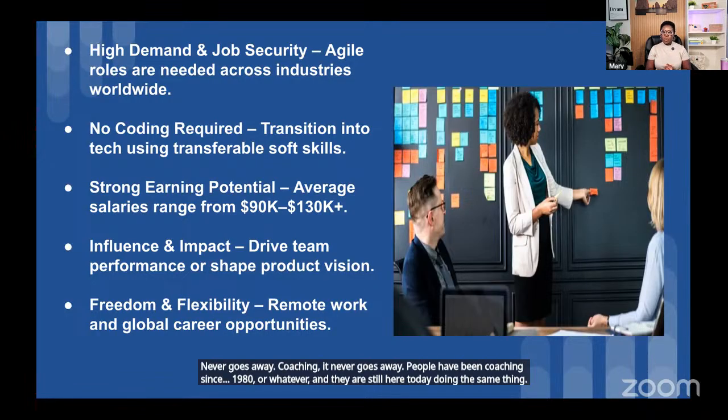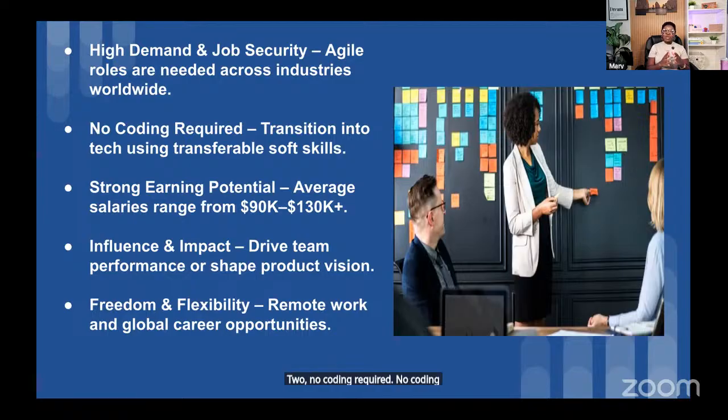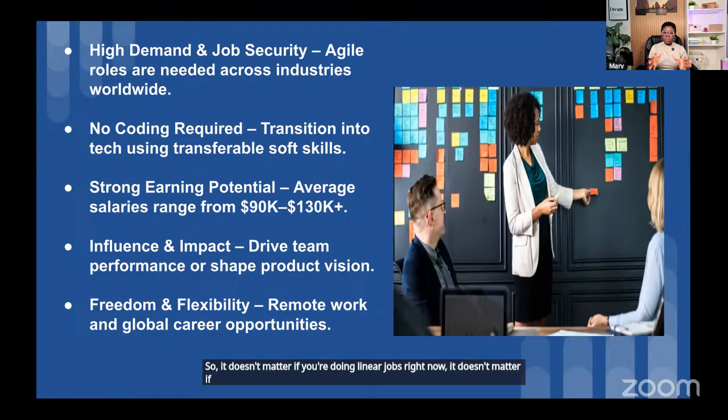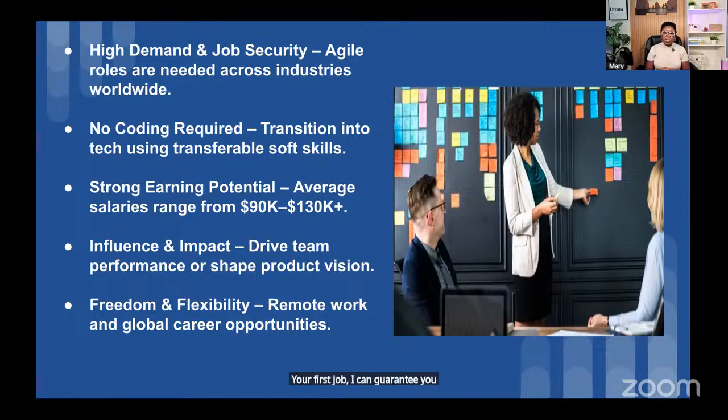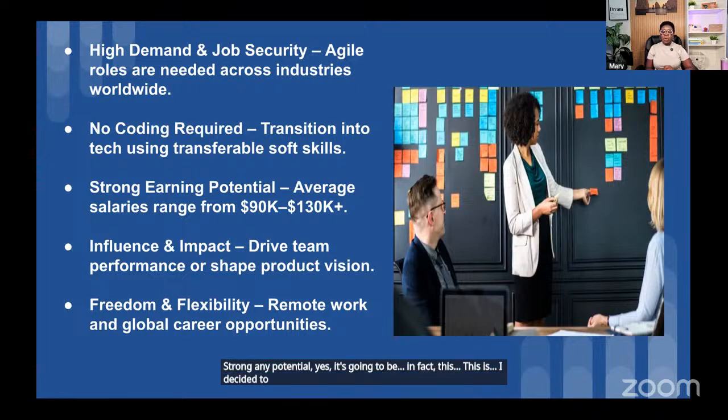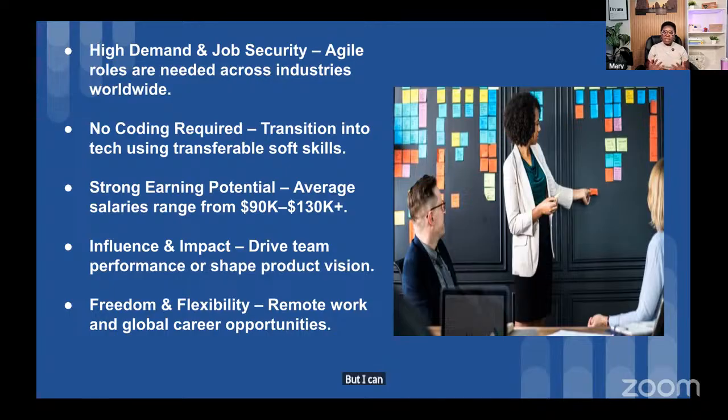Two, no coding required. No coding required, and you get to be paid six figures. So it doesn't matter if you're doing menial jobs right now. It doesn't matter if you don't have any experience right now. Your first job, I can guarantee you, is going to be six figures. In fact, I decided to pick this from online, which says 90 to 130. But I can tell you boldly that none of my students has earned anything below 100K.